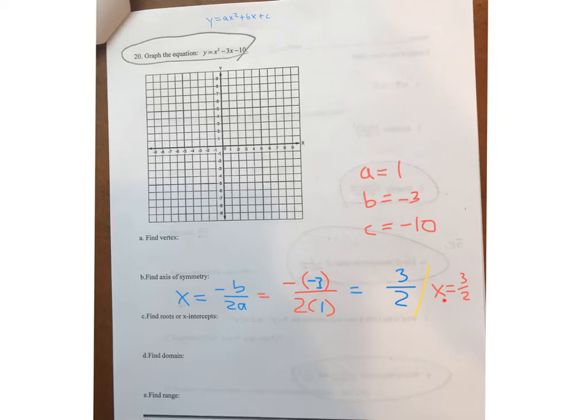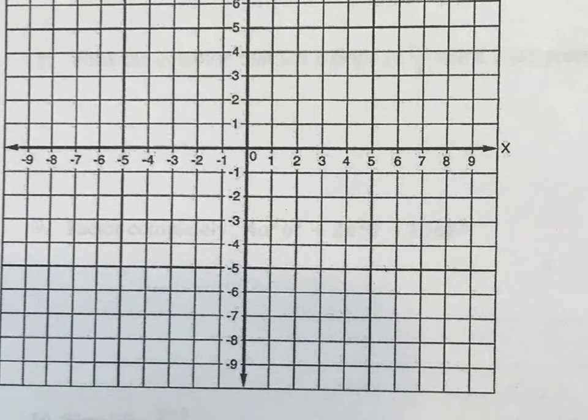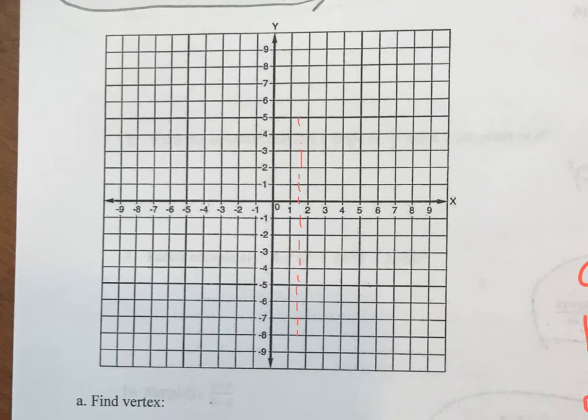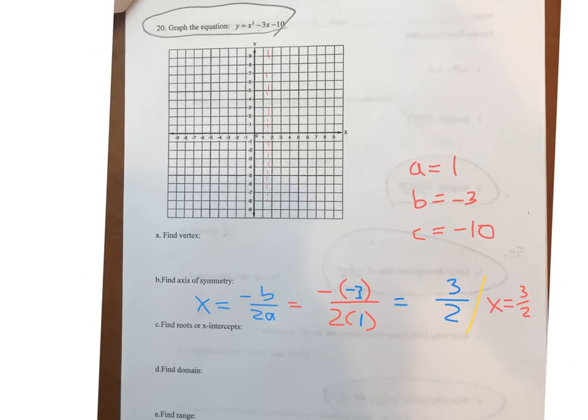Now that, believe it or not, is the equation of a line. It's the equation of a vertical line called the axis of symmetry. So what I'm going to do is draw the axis of symmetry right now. 3/2 is 1.5. So that is a vertical line that absolutely passes through 1.5. Totally goes through the whole thing, all the way up forever. Dotted line, yay.